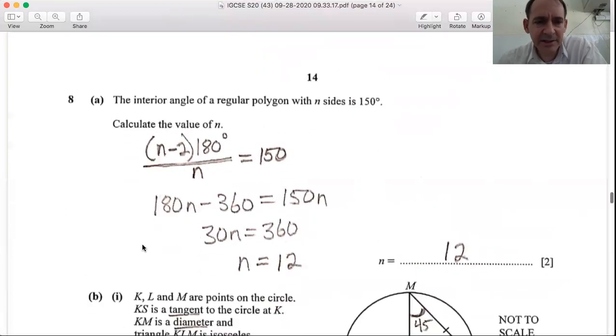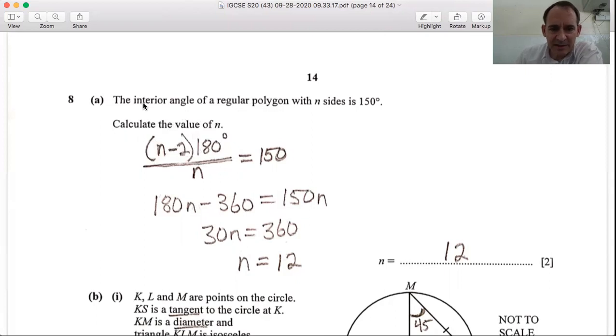Here's 8A, the interior angle of a regular polygon with n sides is 150 degrees. Okay, so this is interior angles of a regular polygon. Your formula for that is (n minus 2) times 180. This is the total of interior angles for any polygon, (n minus 2) times 180, where n is the number of sides.